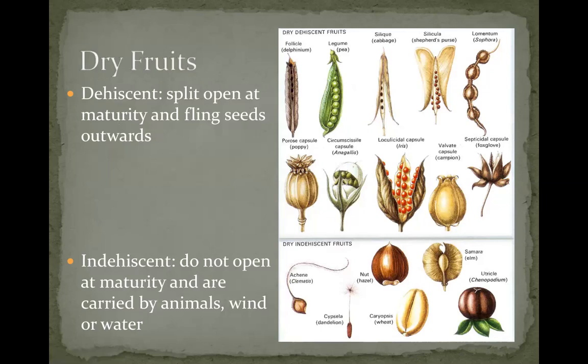So eventually they're gonna split open. Sometimes they'll have one split down the middle, sometimes they'll have two, but basically they're gonna open at maturity to allow for their seeds to be dispersed. Now, indehiscent fruits do not open at maturity. You typically have to force them open to release the seeds, like hazelnuts, for example. These are usually going to be carried by animals, sometimes wind, maybe water, but indehiscent fruits do not open at maturity. Dehiscent fruits will open at maturity to disperse their seeds.